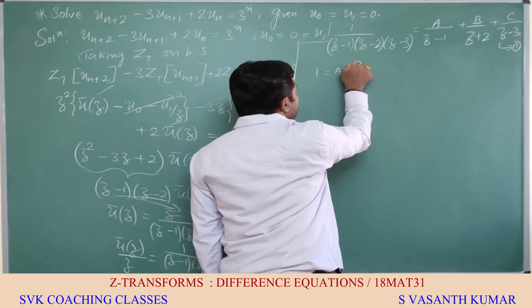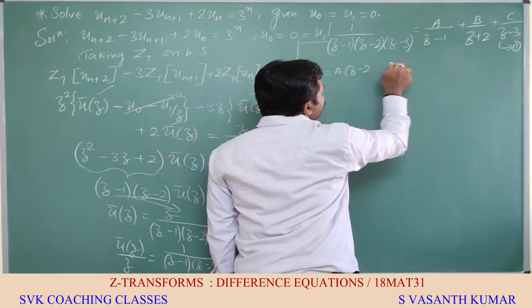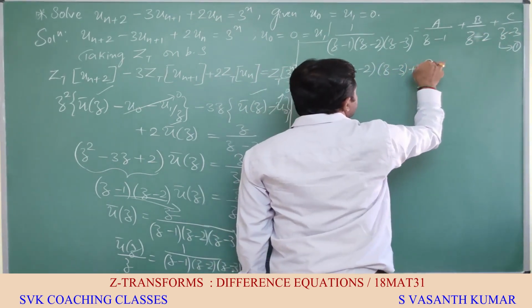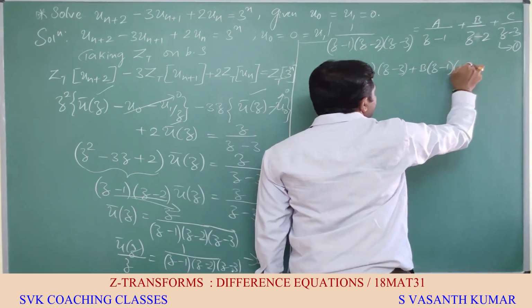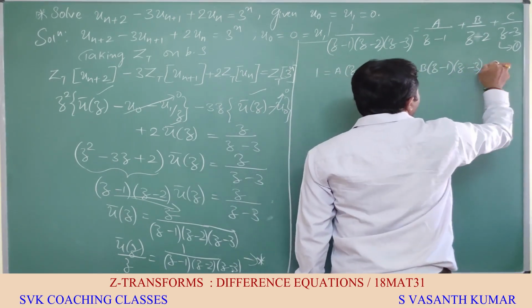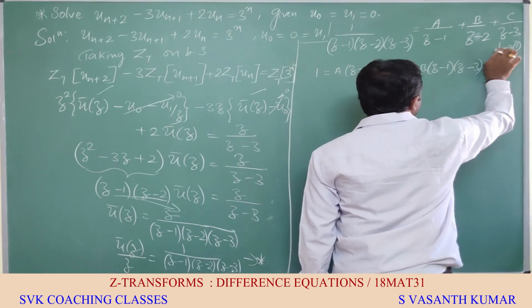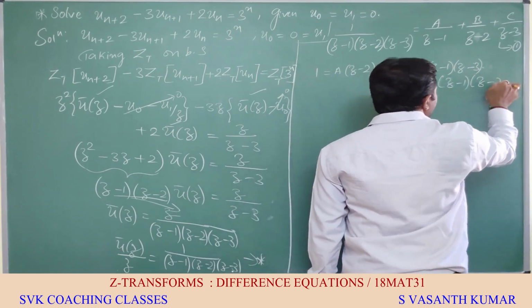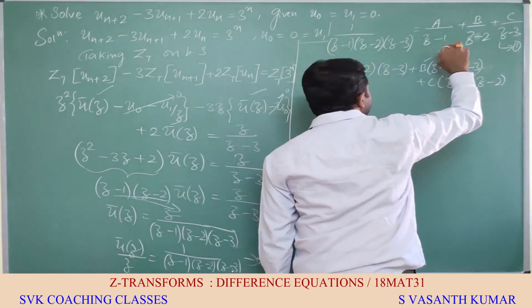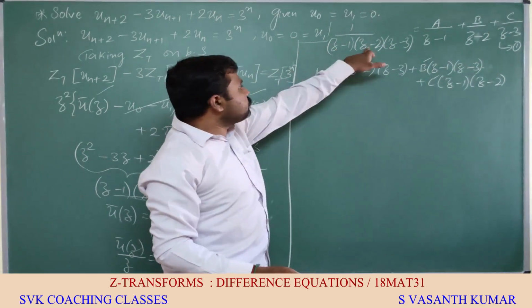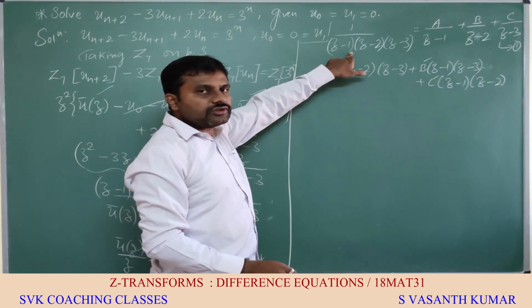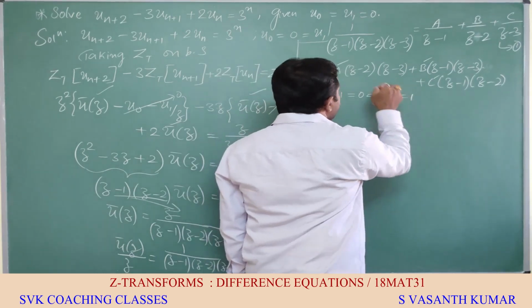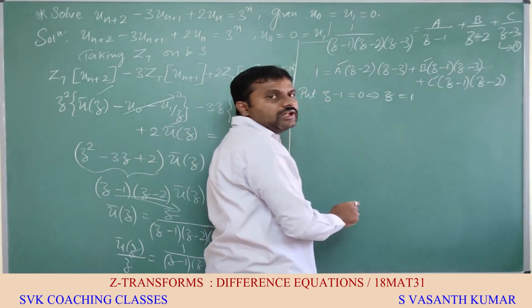Now multiplying throughout by (z minus 1)(z minus 2)(z minus 3), we get 1 equal to A into (z minus 2)(z minus 3) plus B into (z minus 1)(z minus 3) plus C into (z minus 1)(z minus 2). Now I want to find the values of A, B, C by equating each factor to 0. Put z minus 1 equal to 0, that implies z equal to 1 in the above equation. Wherever you have z minus 1, that term will be 0.